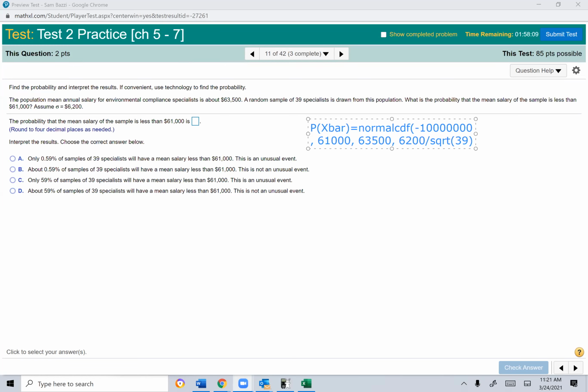And you choose the correct answer. So about 0.59% of samples of 39 will have a mean salary less. Is this an unusual event? It is an unusual event, so it must be A because it's an unusual event. Any probability answer, guys, that is less than 5% is unusual. That will be your answer.